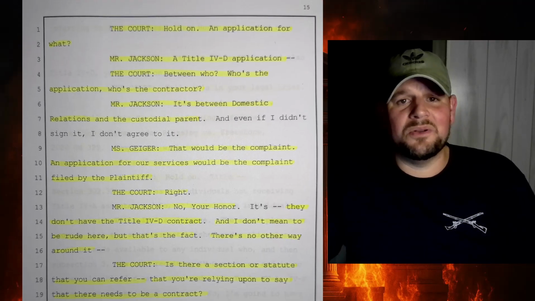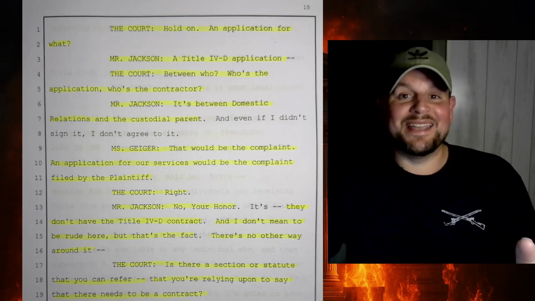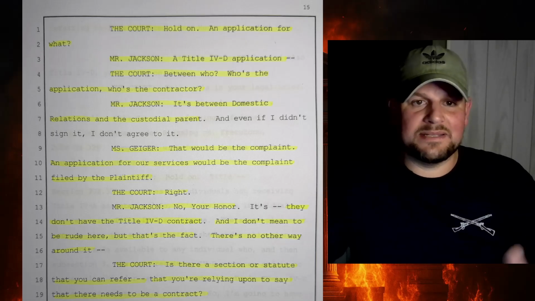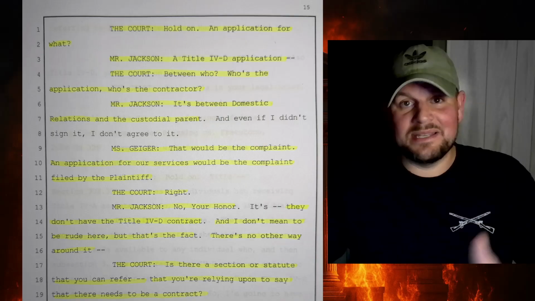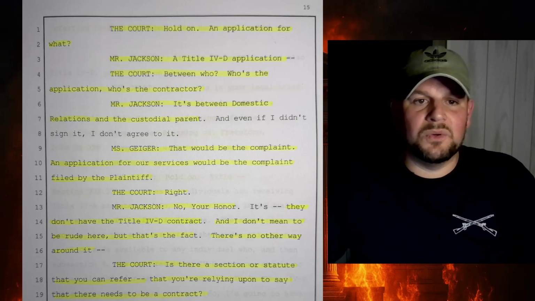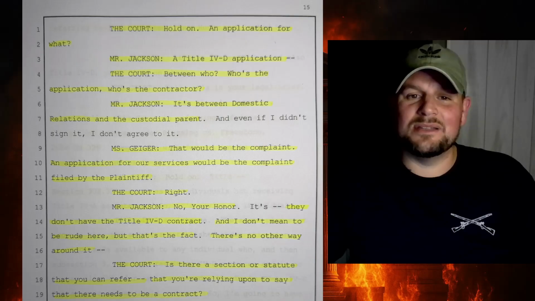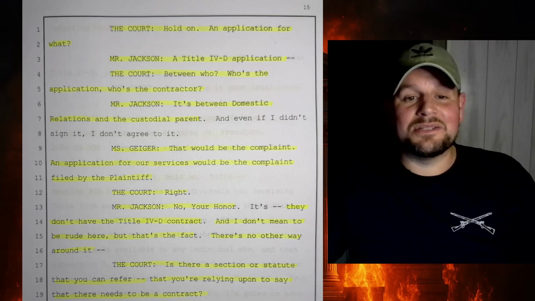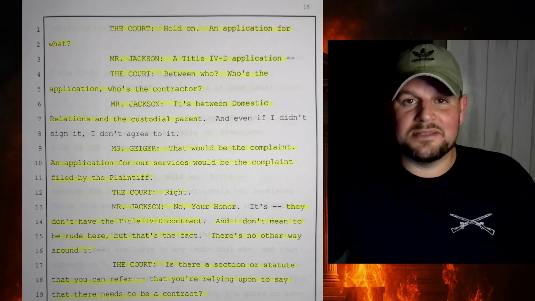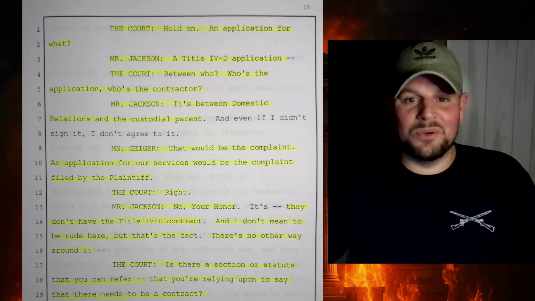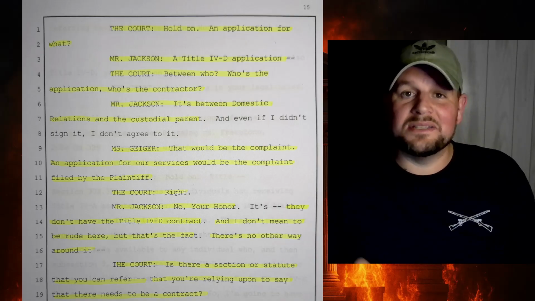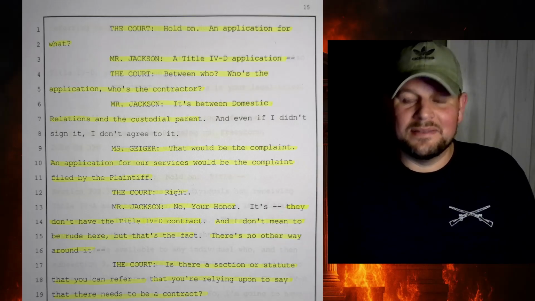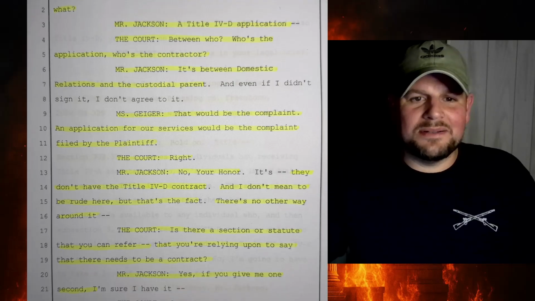So now the judge says, hold on, an application for what? And I've been saying this. I said it 5 times before he says an application for what. So I state a Title 4D application. And the judge says, between who? Who's the contractor? And I answered, it's between domestic relations and the custodial parent or the parent that is requesting child support. That is who the application is from. I don't know what's so hard to understand about that.